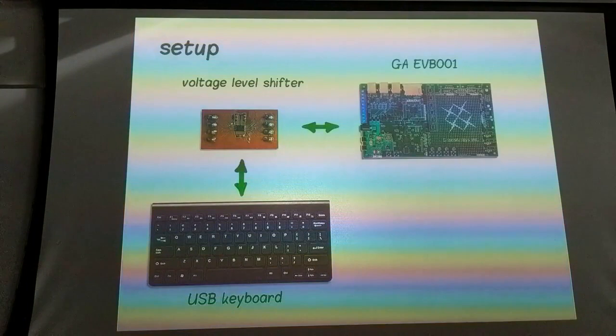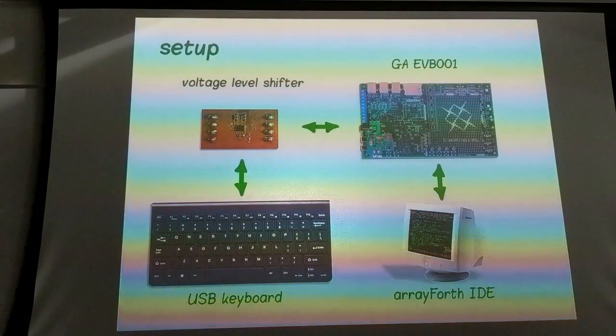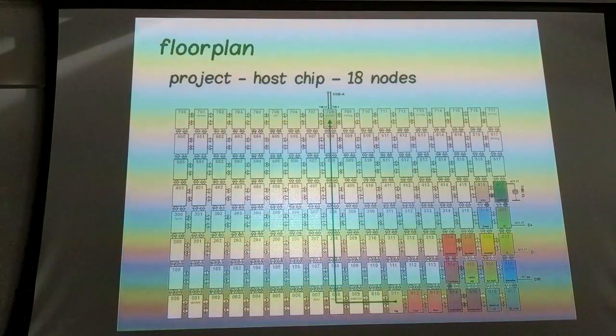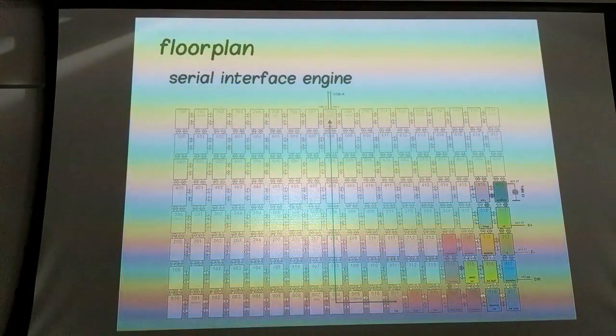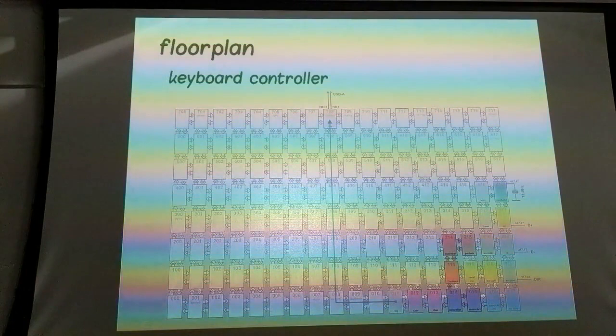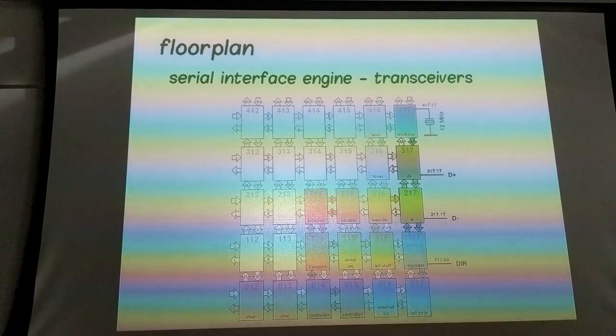We also have a USB Type-A socket with two 15K pull-down resistors soldered directly on the EVA board, and that's all the hardware we needed. The setup of this project then includes a USB keyboard, the voltage level shifter just shown, an EVAL board and a PC with ArrayForth IDE. Now we start examining the software part of the project.